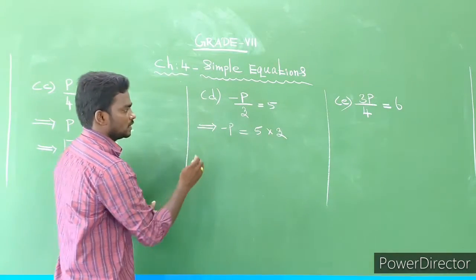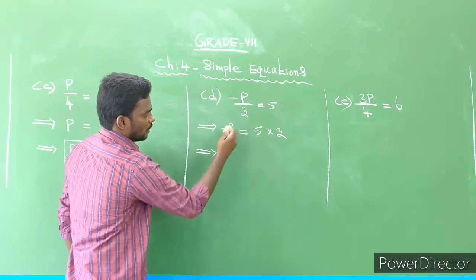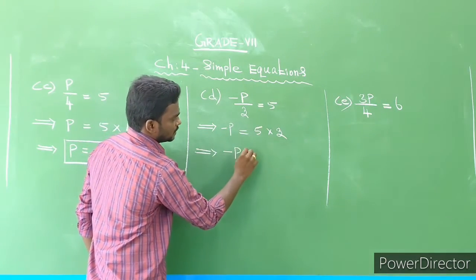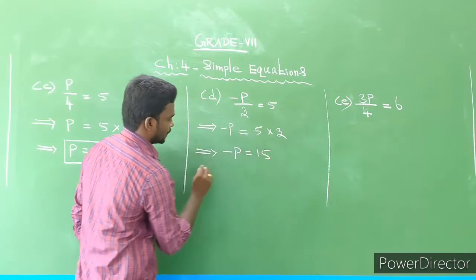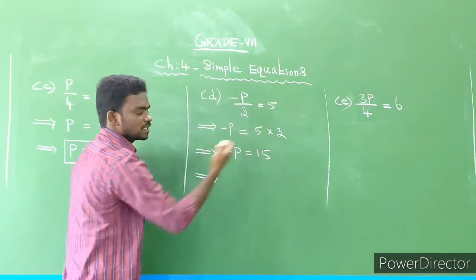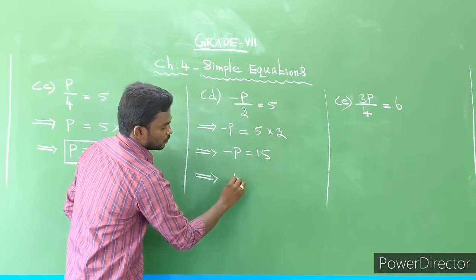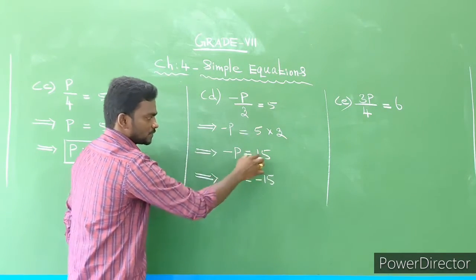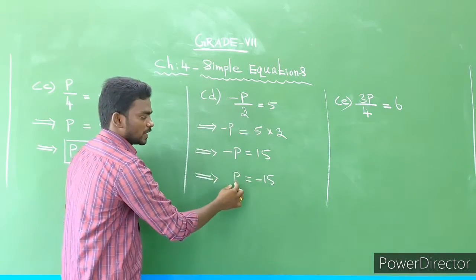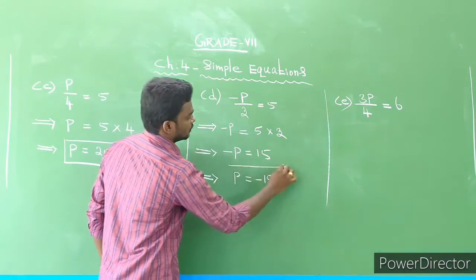So 5 into 3 equals what? Minus p is equal to 5 threes are 15. This implies that minus p is equal to 15, so what is the value of p? That is minus 15. The value of minus p is 15, so the value of plus p is minus 15.